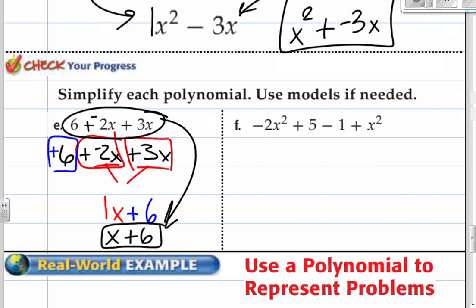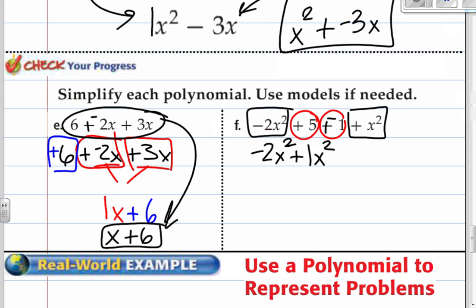Right away I see some subtraction. That first part stays as negative 2x squared. Let me make sure I change my subtraction to addition there, to plus negative 1. Now I'm going to reorganize here. I'm going to take my negative 2x squared and put it with my plus x squared, which you remember is plus 1x squared, same thing. Then I'm going to take these two pieces, the plus 5 and the plus negative 1, and put those over here.